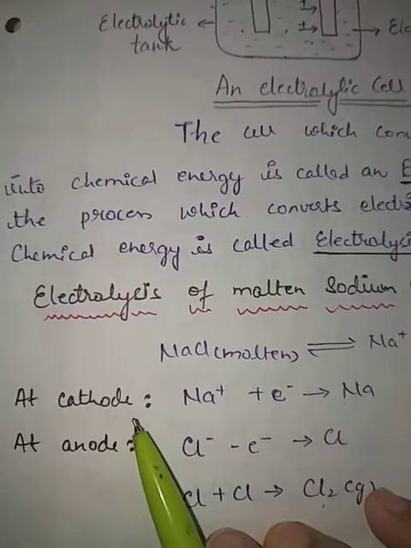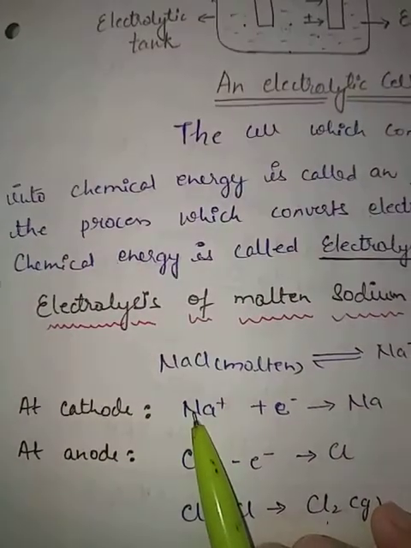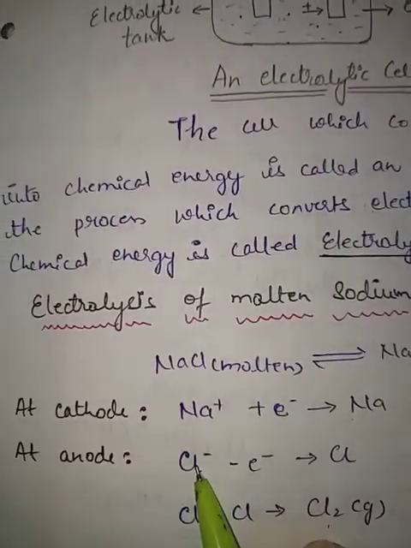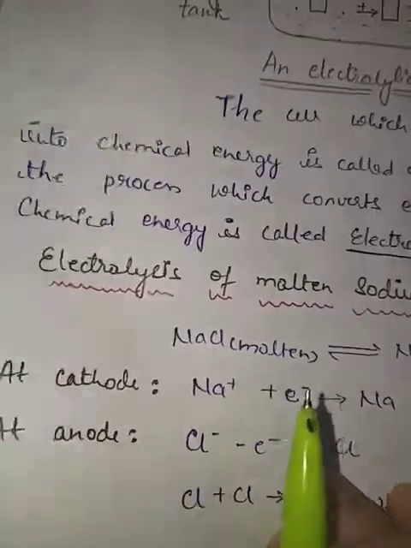So what we have seen here is, at the cathode, positive ions will move and reduction will take place, and at the anode, negative ions will move and oxidation will take place.